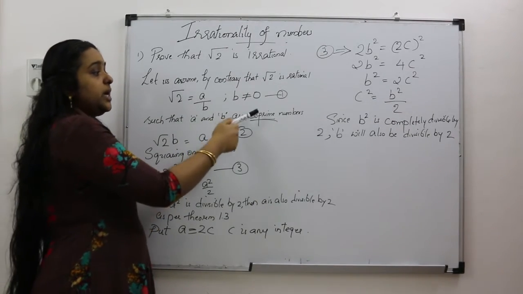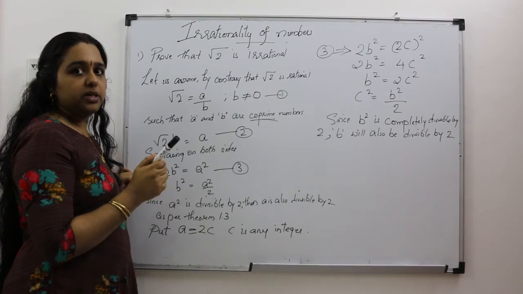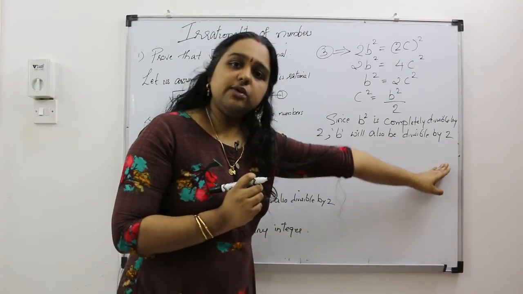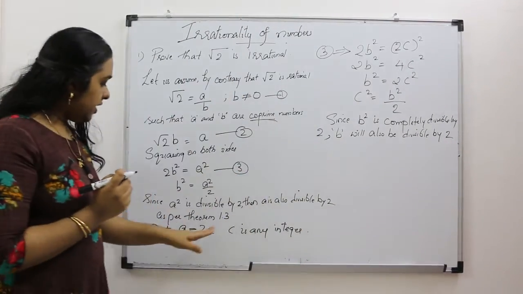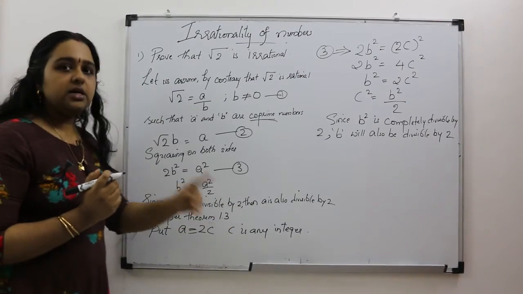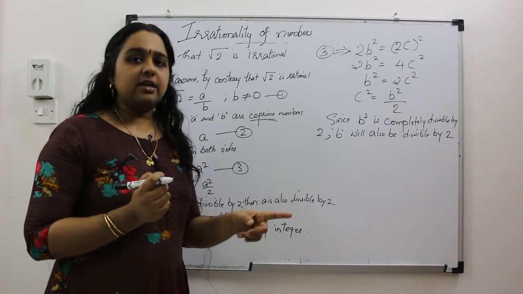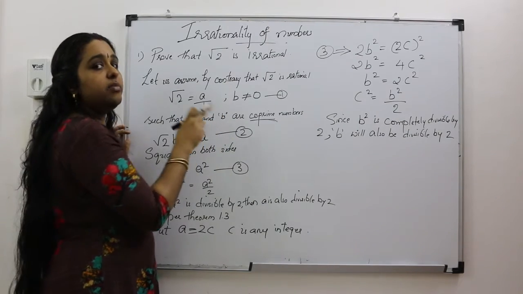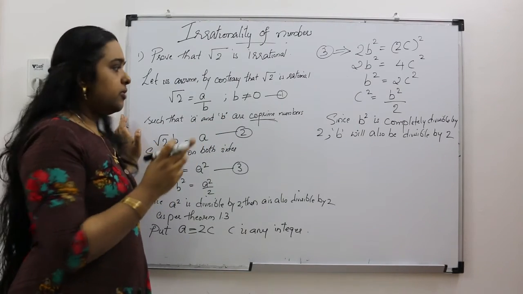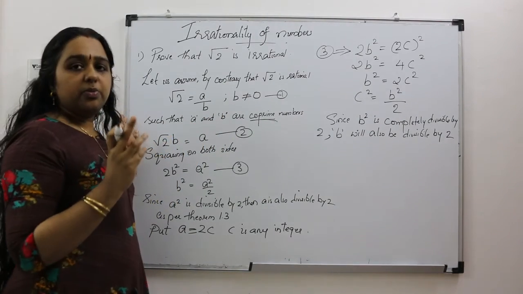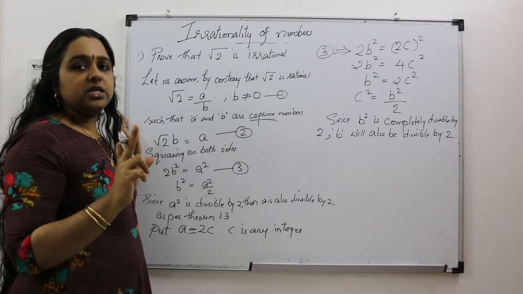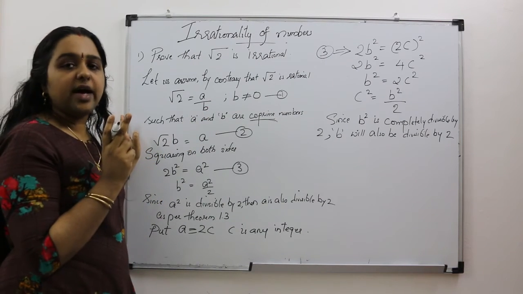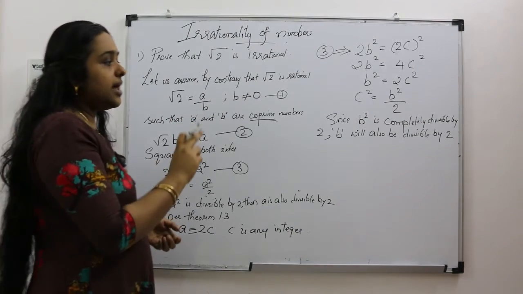a and b should be co-prime numbers. If b is divisible by 2, it means 2 is a factor of b. Here a is divisible by 2, which means 2 is a factor of a. That is a contradiction to our assumption. We have stated that a and b are co-prime numbers. But what are co-prime numbers? Co-prime numbers will have only one common factor, that is 1. But here we have seen that 2 is also a factor of those two numbers a and b.